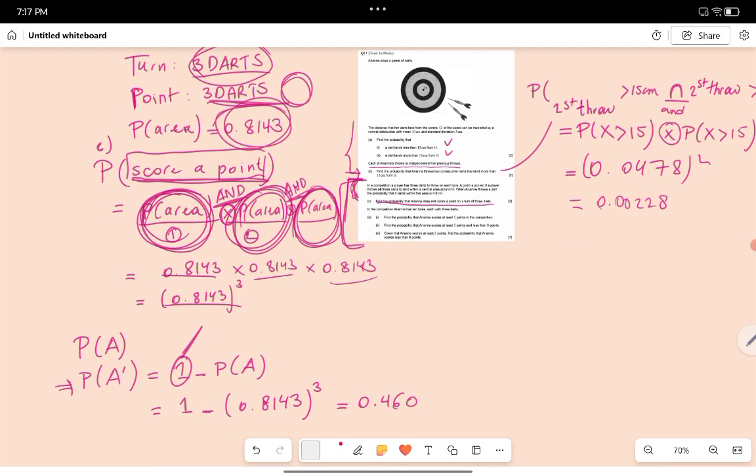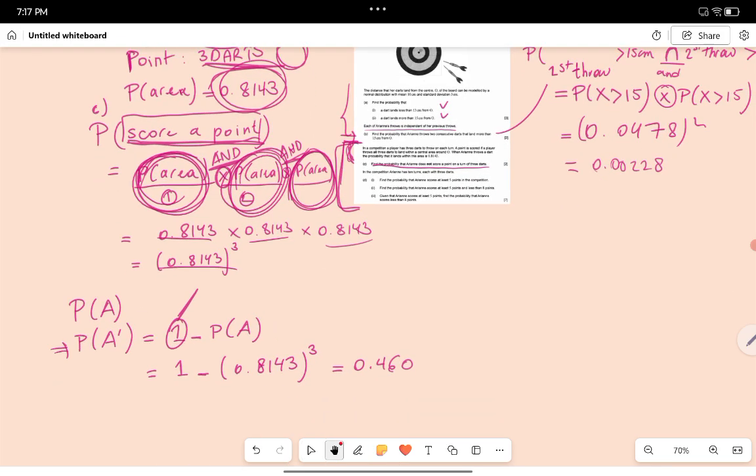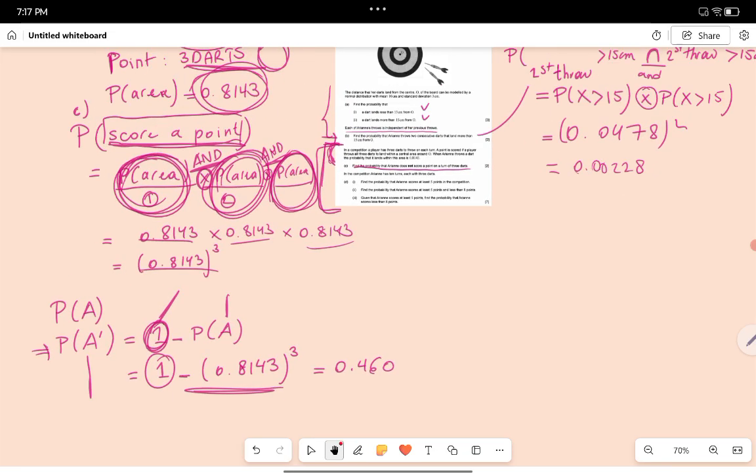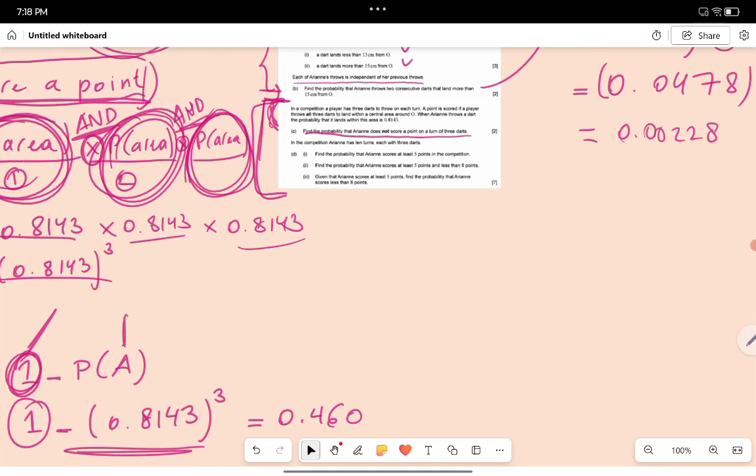And because we do not want to score a point, we're simply going to say 1 minus, because the two events, to score a point or to not score a point, are complementary, and those together must be 100%. Okay, so that is the first one.